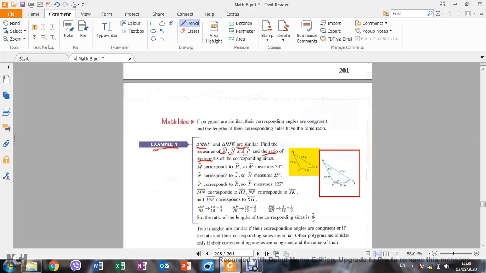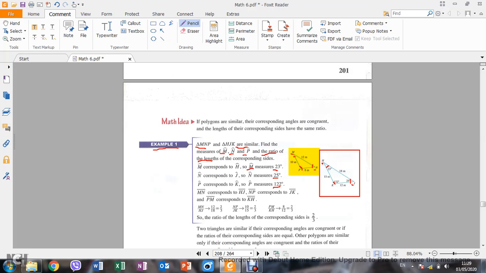Angle M corresponds to angle H. Angle H is equal to 23 degrees, so the measure of angle M is 23. Angle N corresponds to which angle on the other figure? Angle J. So the measure of angle N is 25. Angle P corresponds to angle K. So the measure of P is 122.